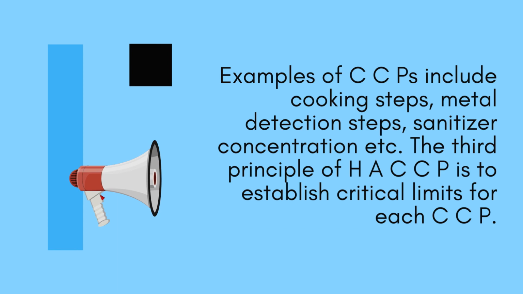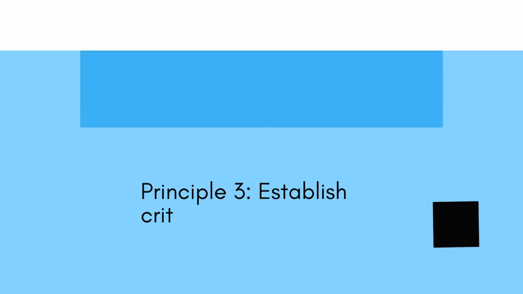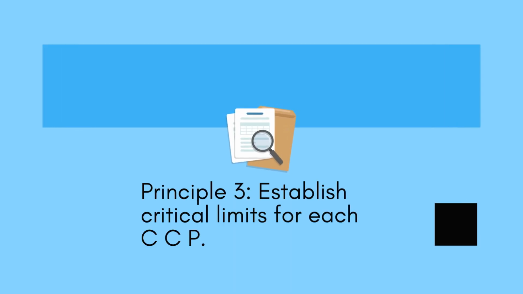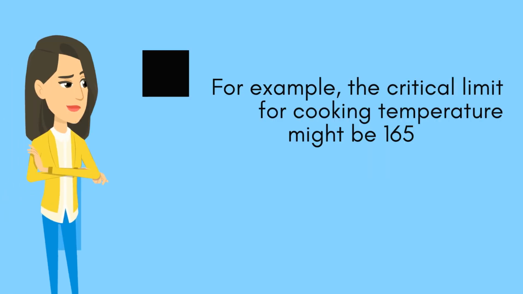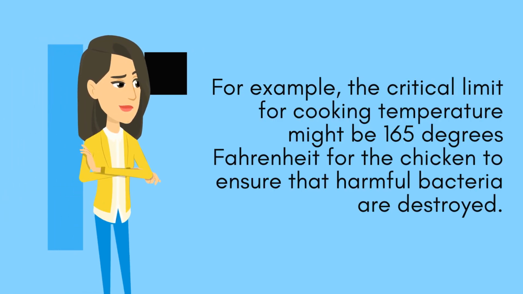The third principle of HACCP is to establish critical limits for each CCP. Principle 3. Establish critical limits for each CCP. Critical limits are the maximum or minimum values that must be met to prevent or eliminate a hazard. For example, the critical limit for cooking temperature might be 165 degrees Fahrenheit for the chicken to ensure that harmful bacteria are destroyed.